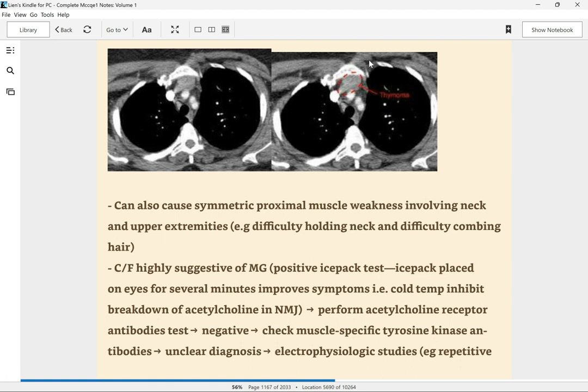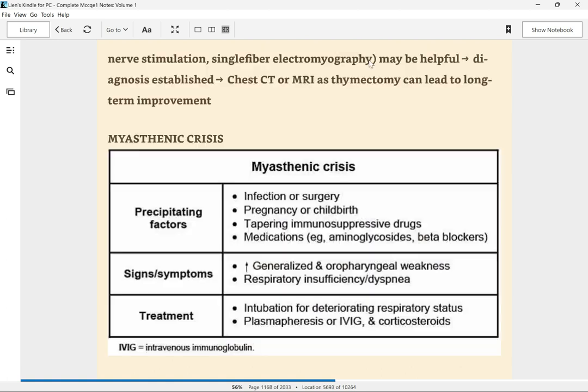Perform acetylcholine receptor antibodies test. If negative, check muscle-specific tyrosine kinase antibodies. If the diagnosis is unclear, electrophysiologic studies, e.g., repetitive nerve stimulation and single fiber electromyography, may be helpful. Once the diagnosis is established, do a chest CT or MRI, as thymectomy can lead to long-term improvement.